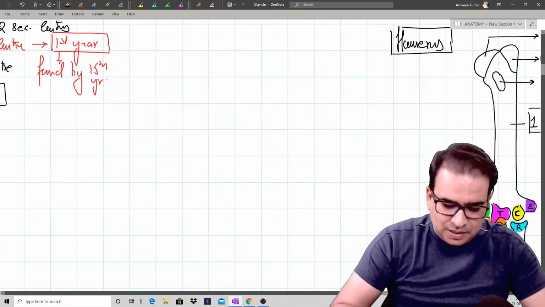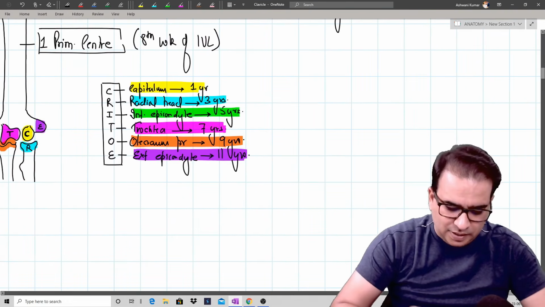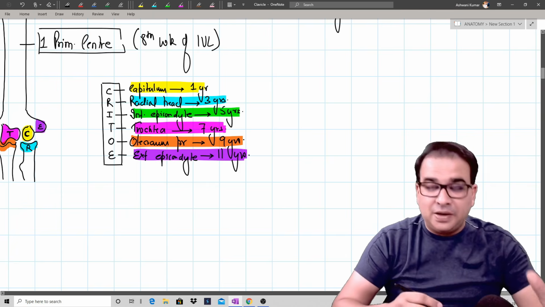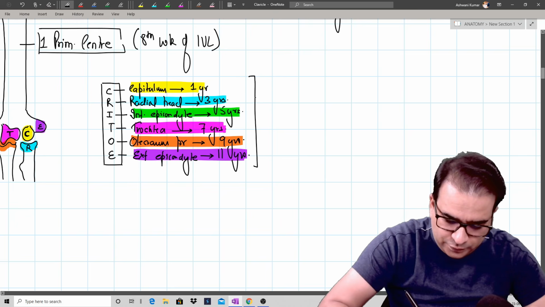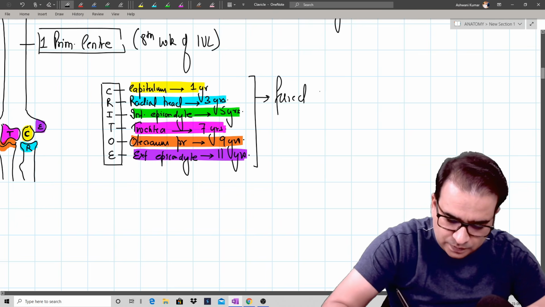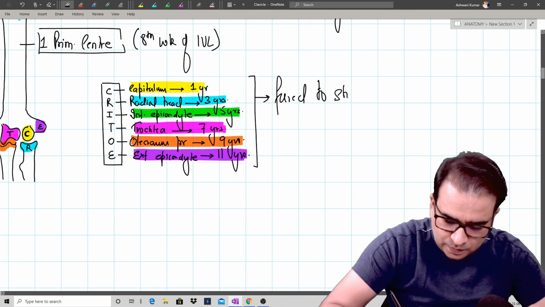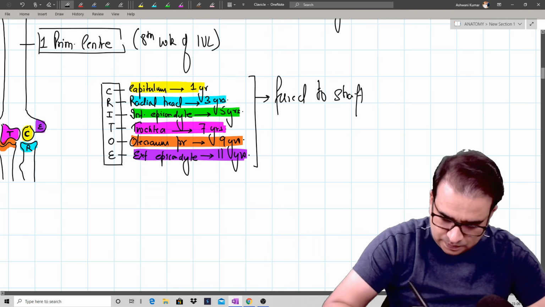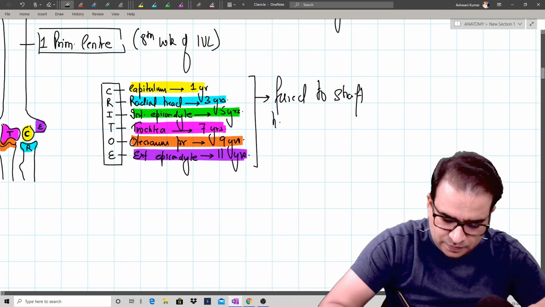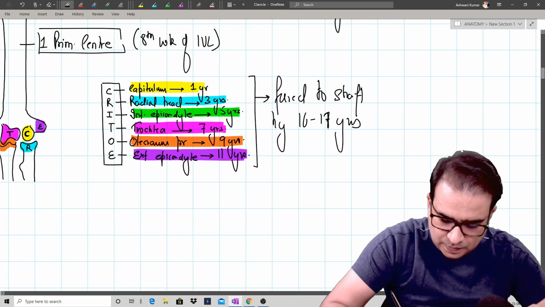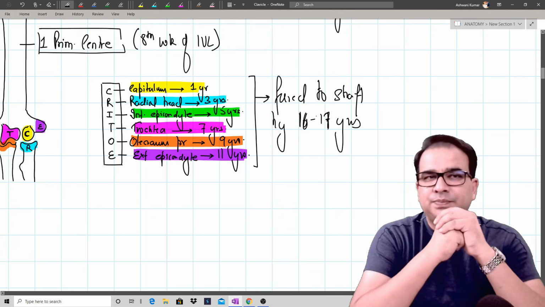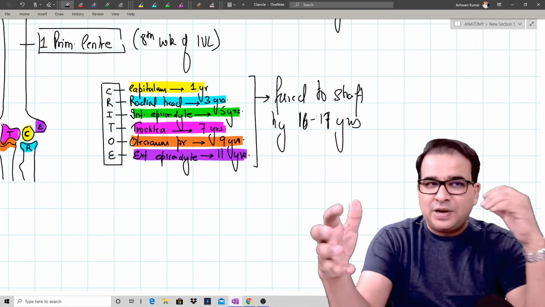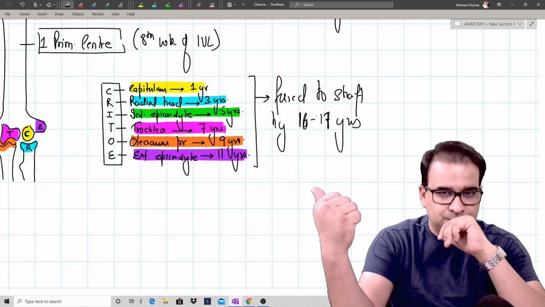Now let me use some images. I should tell you one more thing here. These are the times when these centers appear. All these centers will fuse to the shaft by the age of 16 to 17 years. By the age of 16 to 17, all of these will ultimately be attached to the primary center, which gives the diaphysis. So they will be attached to the diaphysis portion.